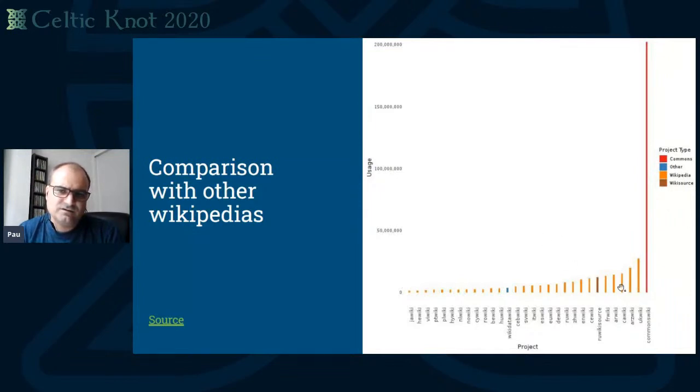And this is the comparison with other Wikipedias. We are the fourth project with more connections to Wikidata after Commons, Ukrainian, and the Masri Wikipedia.